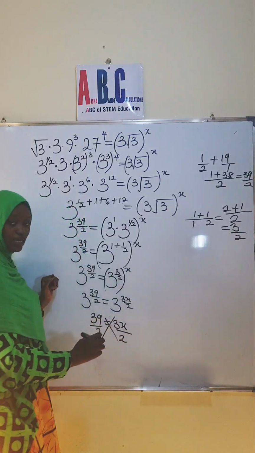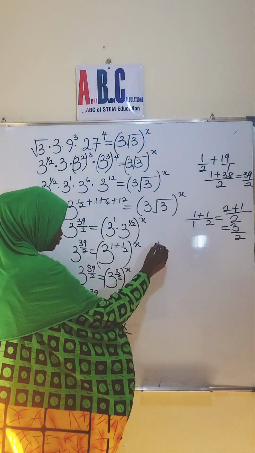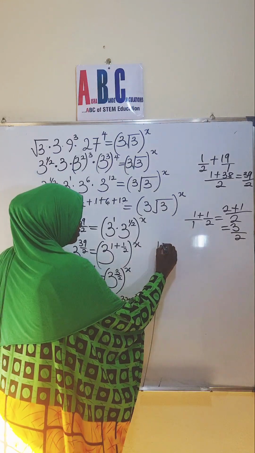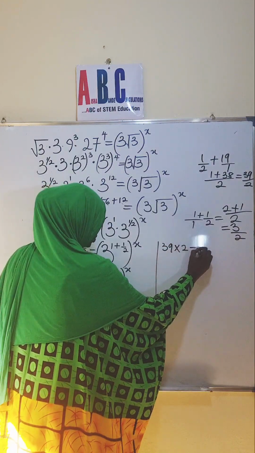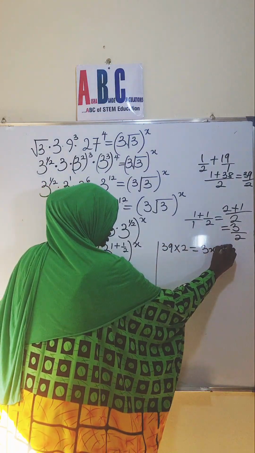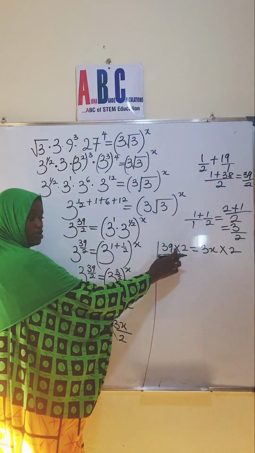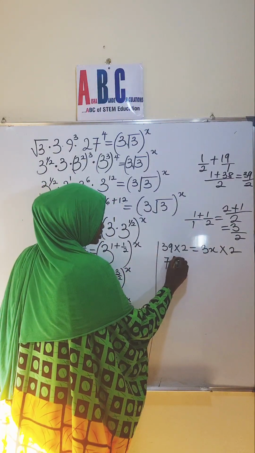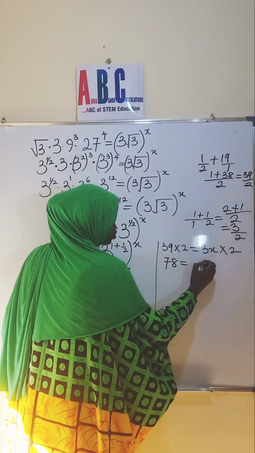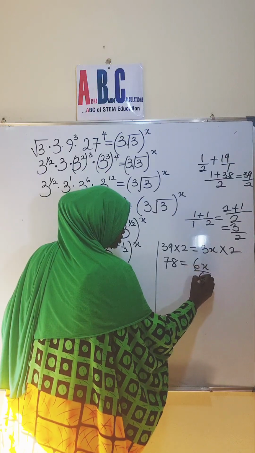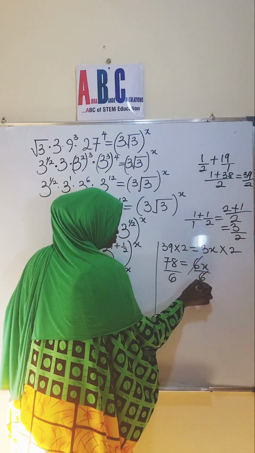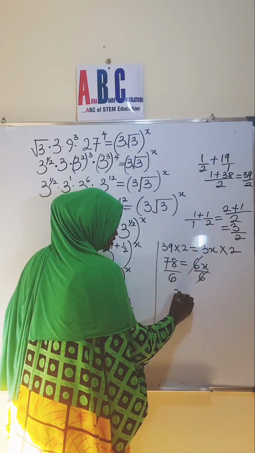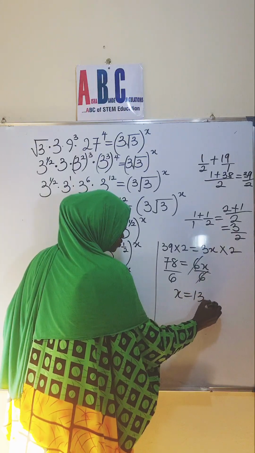So we cross multiply because we are looking for the value of x. So if you cross multiply here, we will be having 39 times 2 is equal to 3x times 2. 39 times 2 will give us a value of what? 78 is equal to 3x times 2 is 6x. So we divide both sides by 6. 78 divided by 6 will give us 13. So we have the value of x to be equal to 13.